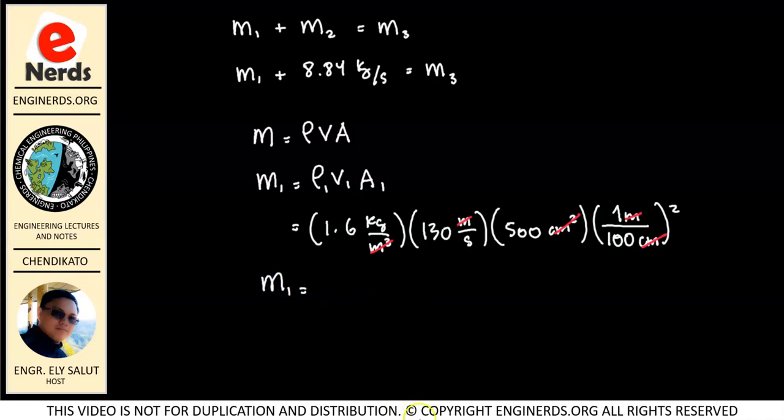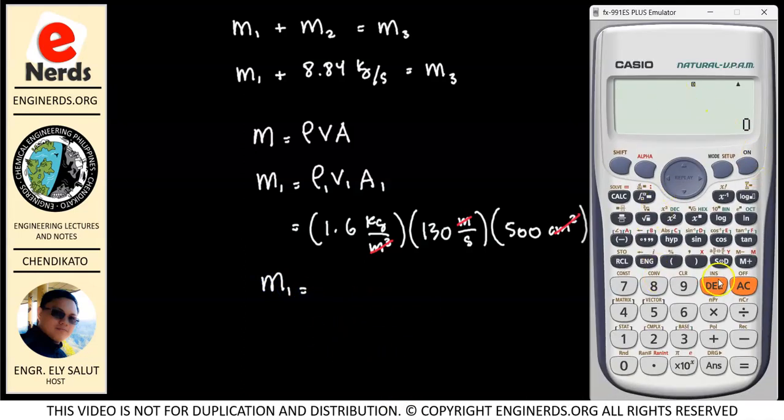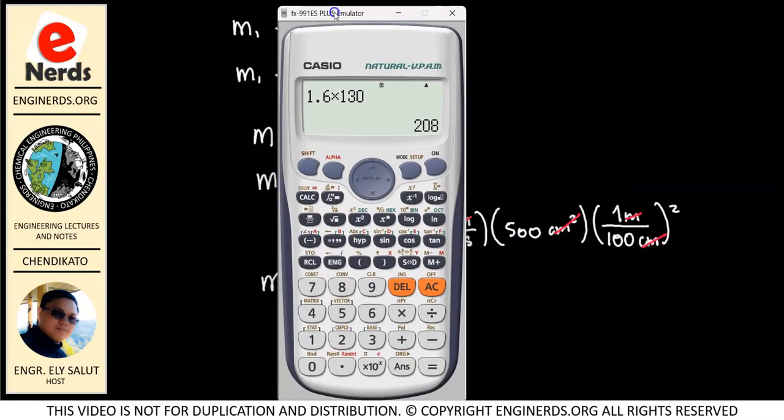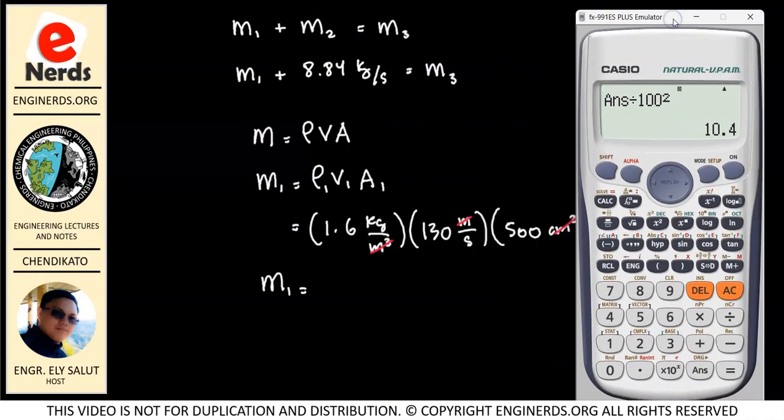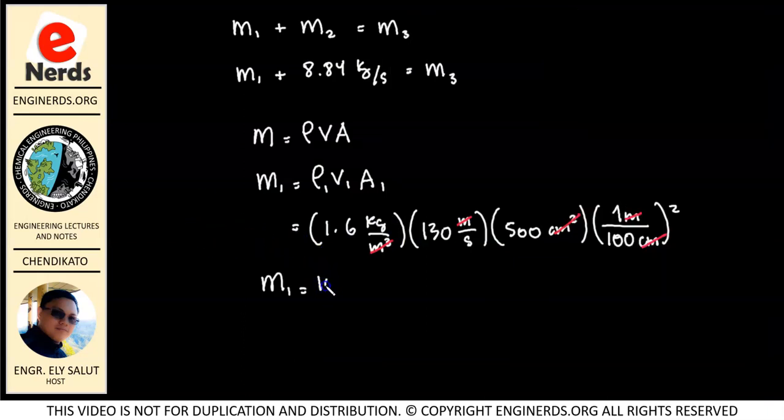Okay, so let us use our calculator para mapabilis yung ating computation. So, we have 1.6 times 130. And then, let's multiply that to 500. And then, divide it to 100 squared. No? So, 100 squared sa denominator will be equal to 10.4, no? So, we have 10.4 kilogram per second para sa ating M1.